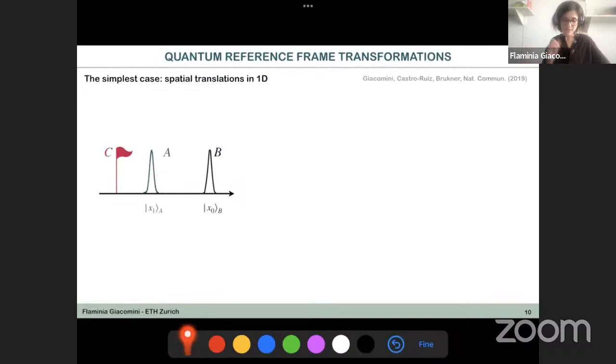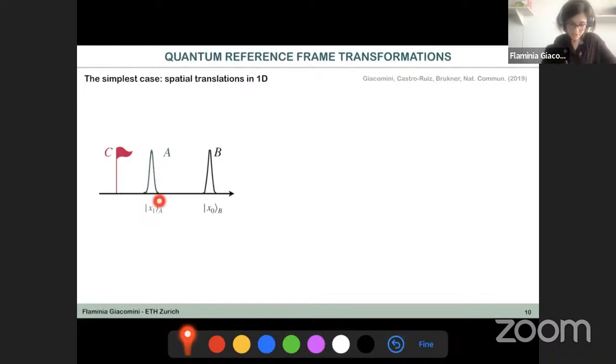Okay, so let us consider the simplest case, that is a spatial translation in one dimension. So here we start from C, but then we want to describe everything relative to A, in relative coordinates to A. And again, this is just the standard Galilean quantum mechanics, so it's nothing complicated.